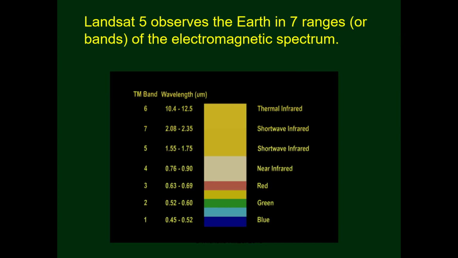So Landsat 5 observes the Earth in 7 ranges or bands of the electromagnetic spectrum. You can see here it's blue, green, red, near-infrared, shortwave infrared, and thermal infrared. Please notice that the band number is not in order, and each band number is going to be unique for each satellite. So there are resources on the internet to help you find which band is correlated with which wavelength. This is just an example for Landsat 5.